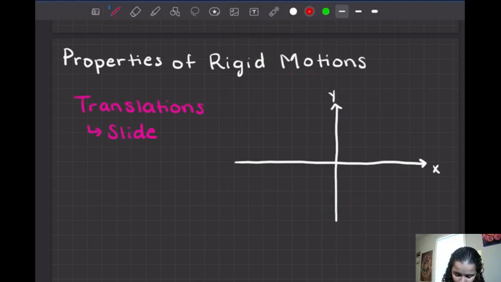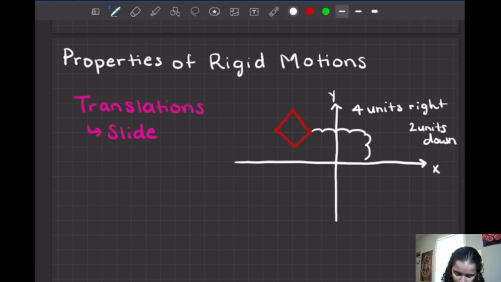So let's start off with a kite, you could say, kind of like a rhombus, okay? I'm going to translate that rhombus 1, 2, 3, 4 units to the right. So 4 units right, and let's do 2 units down, okay? So 4 to the right and 2 down. Now we'll say these are points A, B, C, and D. So now A prime is going to be right over here.